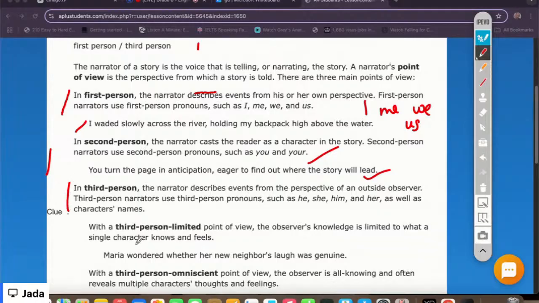In third person, the narrator describes events from the perspective of an outside observer. The third person narrator uses third person pronouns such as he, she, him, and her, as well as characters' names. Now, with a third person limited point of view, the observer's knowledge is limited to what a single character knows and feels. So we have, Maria wondered whether her new neighbor's laugh was genuine.